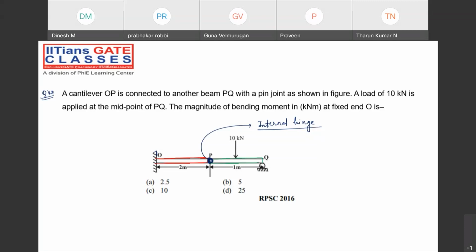Try to understand. There is a strategy, right? So how to solve this? Treat the two beams separately. Treat the two beams separately for this question.